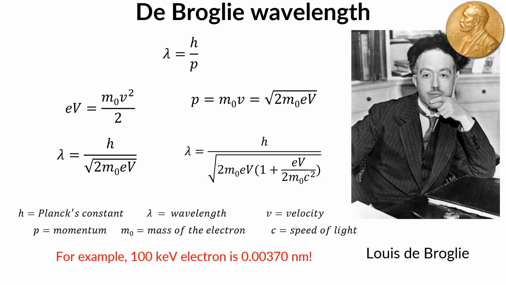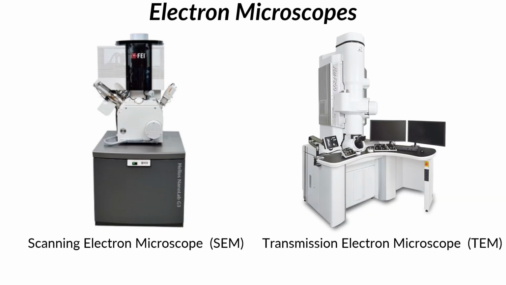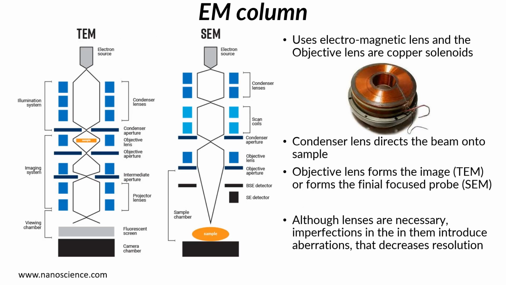which is incredibly tiny. There are two types of electron microscopes that we use today. The first one is a scanning electron microscope, which is more accessible to the user, but offers less magnification. And then there's the transmission electron microscope, which is the TEM, which offers greater magnification, but sample preparation is a bit more tedious.